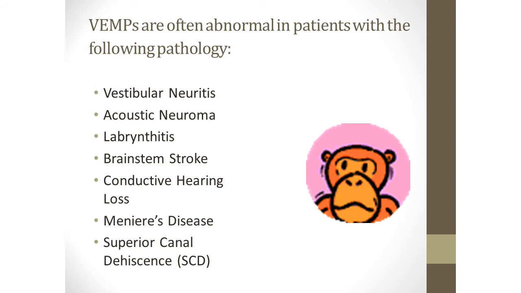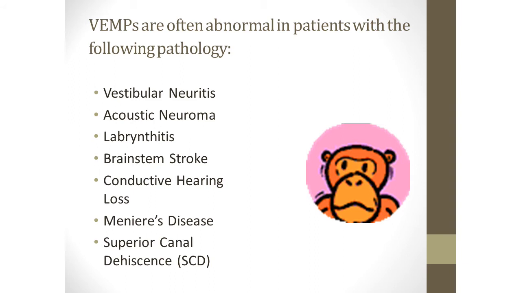Another little problem that we have with this test is that there's plenty of pathologies that can make it abnormal. It could be abnormal if there's a vestibular neuritis, an acoustic neuroma, labyrinthitis, a brainstem stroke. Conductive hearing loss will give you a false positive. Meniere's disease and superior canal dehiscence, that's a big one, because this is a classic test for that.